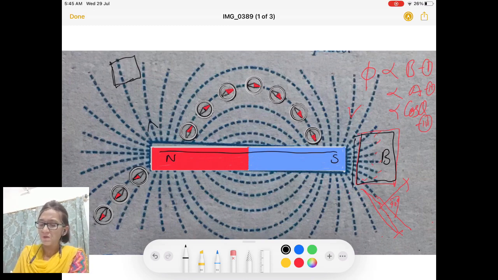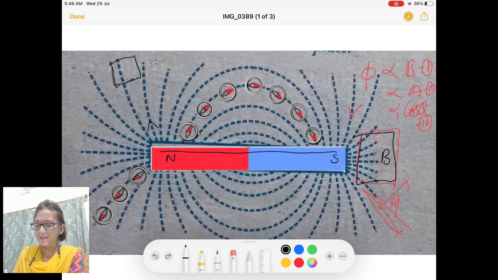Now, if you take a large area, then you will observe that more number of field lines are passing through this area. So if area is large, field lines also become large. It means flux is directly proportional to area.